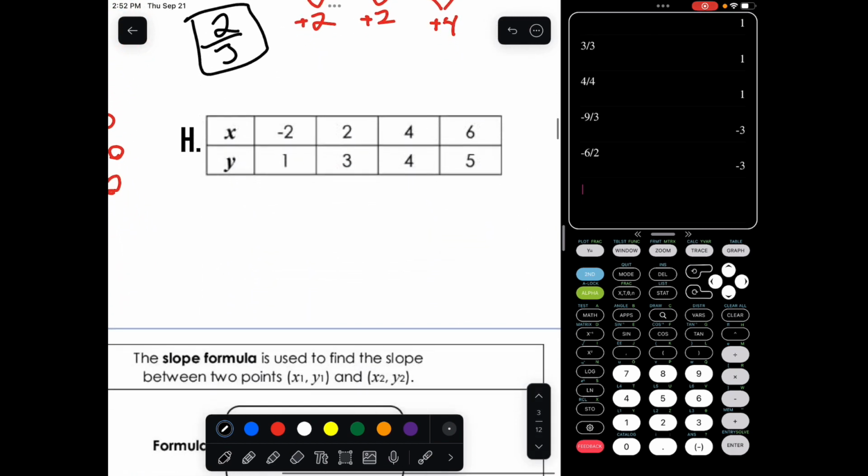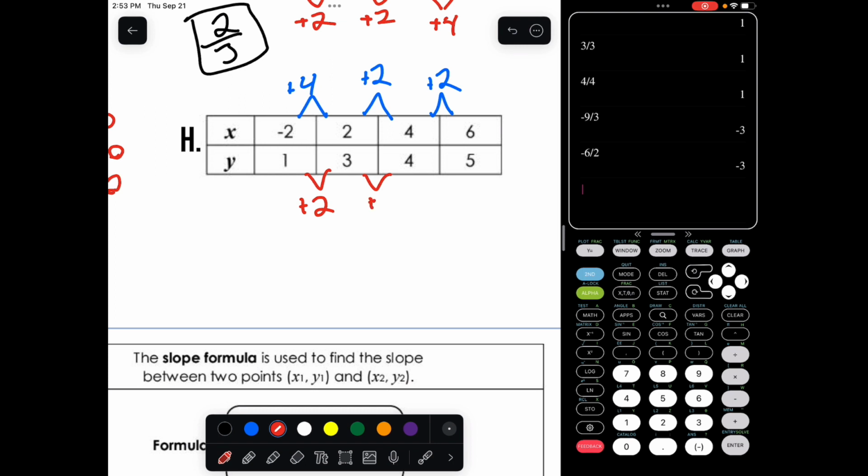All right, last one. Here we go. Quicker now. Negative 2 to positive 2 is a plus 4. 2 to 4 is a plus 2. 4 to 6 is a plus 2. 1 to 3 is a plus 2. 3 to 4 is a plus 1. 4 to 5 is a plus 1.